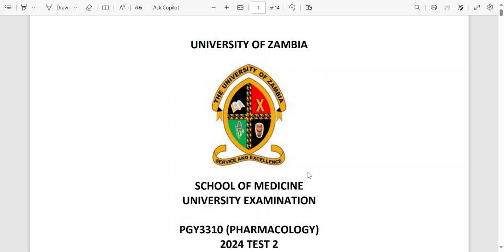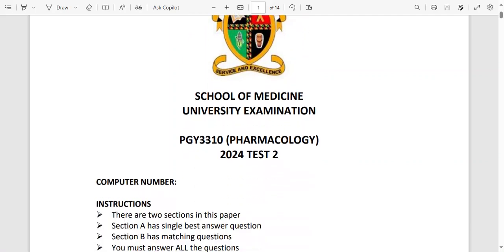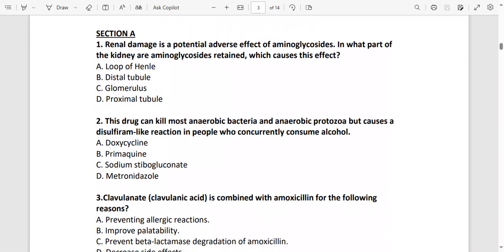So, 2024 pharmacology test 2. Question 1. Renal damage is a potential adverse effect of aminoglycosides. In one part of the kidney are aminoglycosides retained.